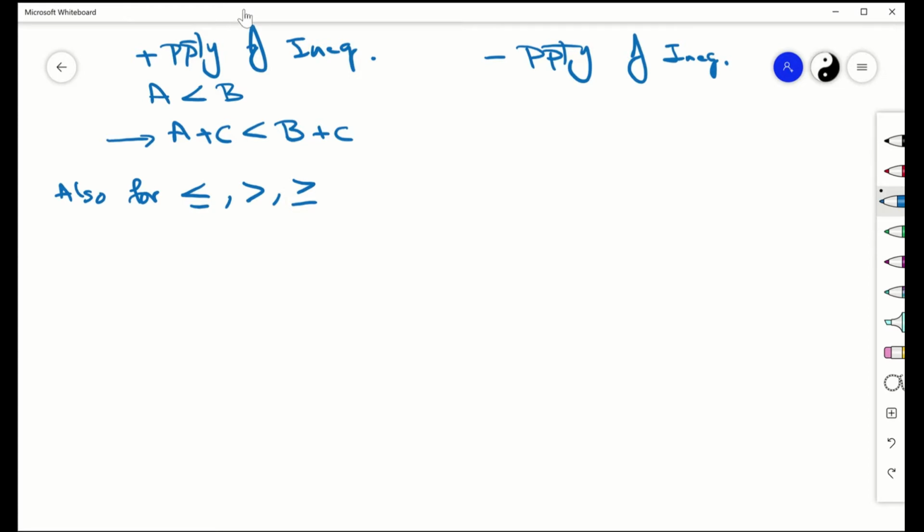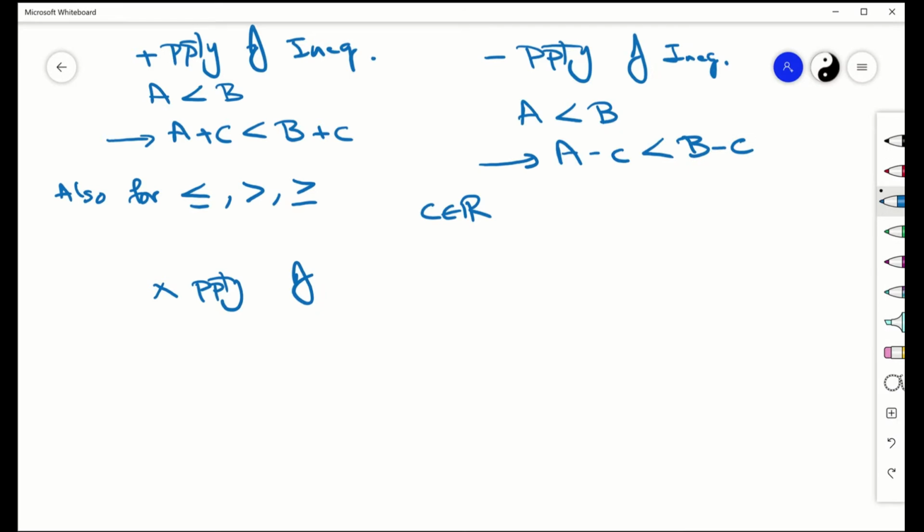The subtraction property would just say, look, if you have a is less than b, then that implies that a minus c, for some constant c, is also less than b minus c. And in both cases, of course, c belongs to the set of real numbers. All right. Then we have the multiplication property of inequality.